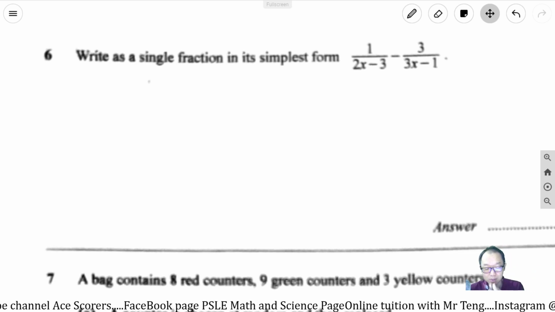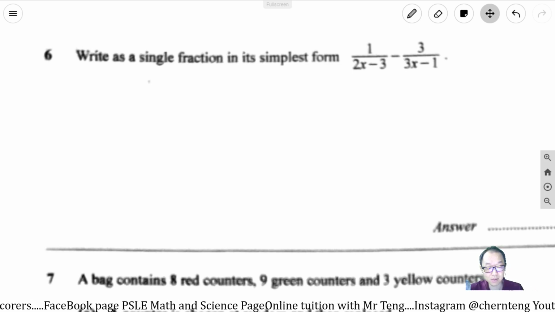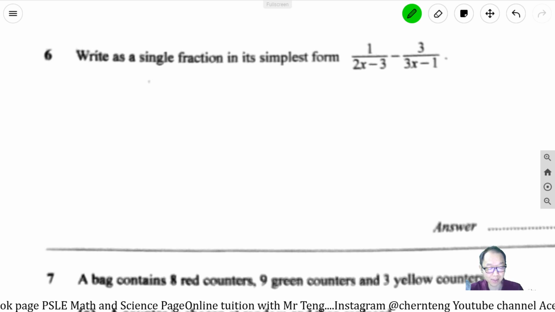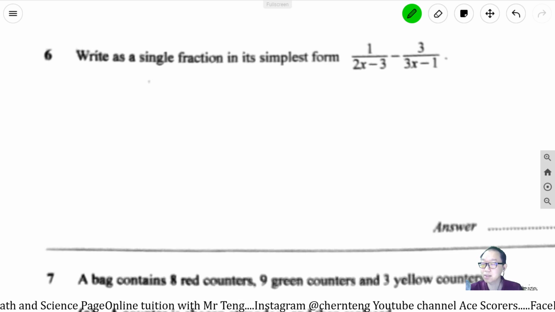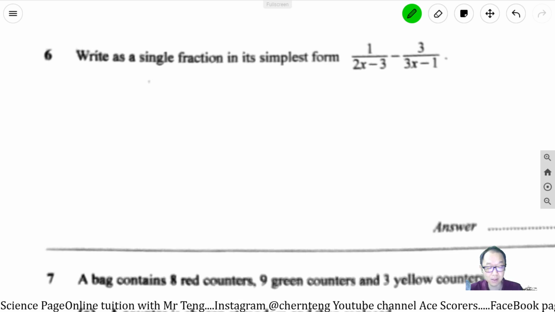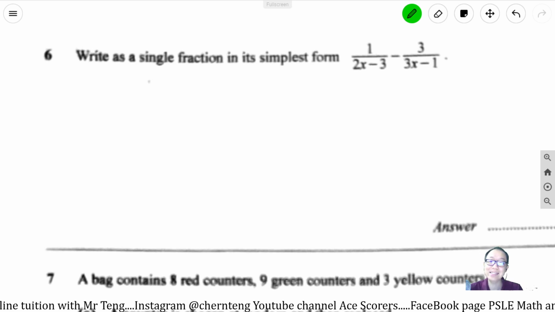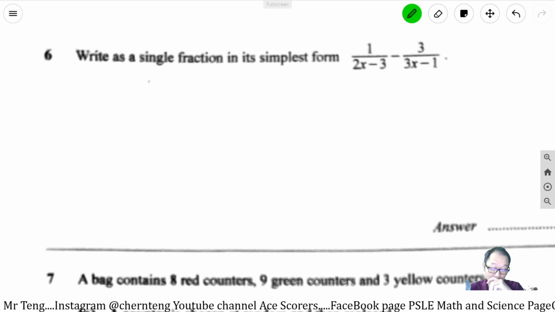Okay, how about this? Question number 6. Write as a single fraction in simplest form. Simplest form basically means you want to combine them. Before you can combine, you must find a common denominator. The easiest way, of course, is to multiply. You do a cross multiplication.